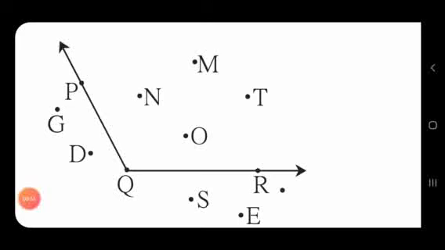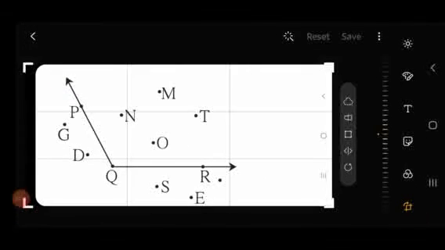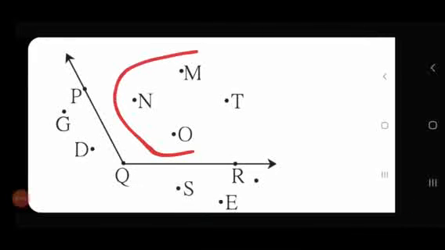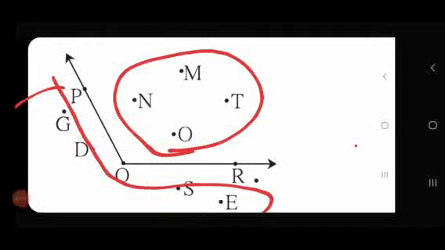Next is interior and exterior of an angle. Interior means inside the angle or the region inside the angle, and exterior means the region outside the angle. So if you see this diagram here, interior part means this part and exterior means all these parts outside of the angle. So here, can you name the points which are in the interior of the angle?